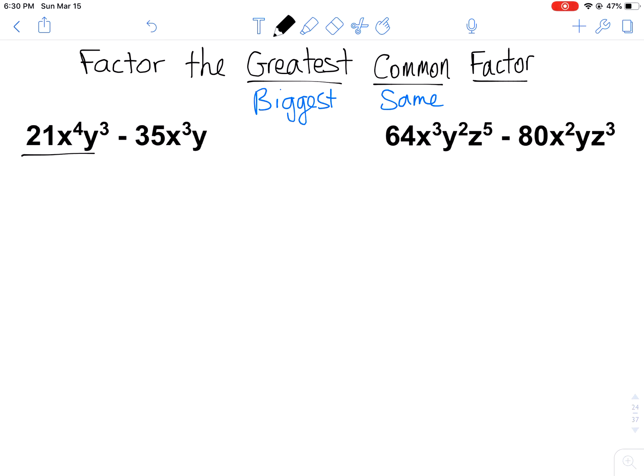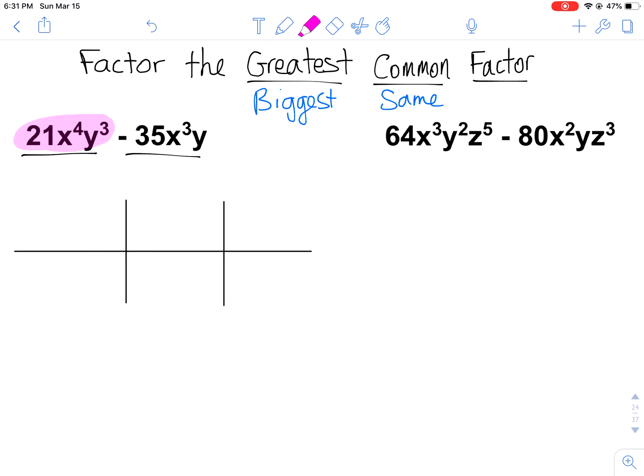As you can see, we have two terms. So our table is only going to need two sections. And then we're going to need a section for our number, our coefficient. And then we're going to need a section for x and a section for y. So that's kind of how we determine how many sections that we need for our table. So the first one, I'm going to use pink to distinguish what I'm doing.